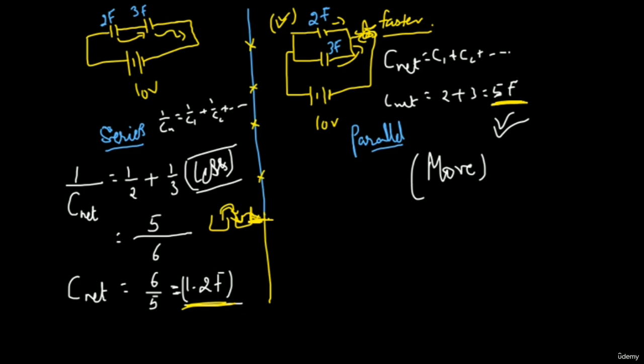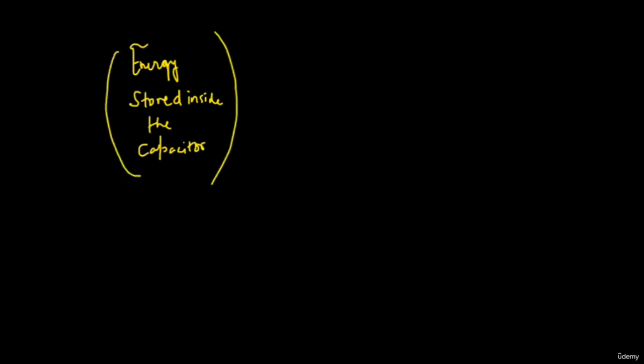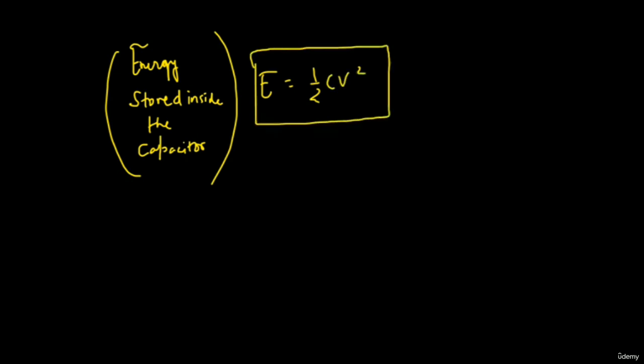Finally we are going to study what is the energy stored in the capacitor. How do we find how much energy is stored in the capacitor? Energy stored inside the capacitor. You can simply write the energy as E, so that is half CV square. That's it. C is the capacitance, V is the voltage, and 2 as we divided. That's all we require.